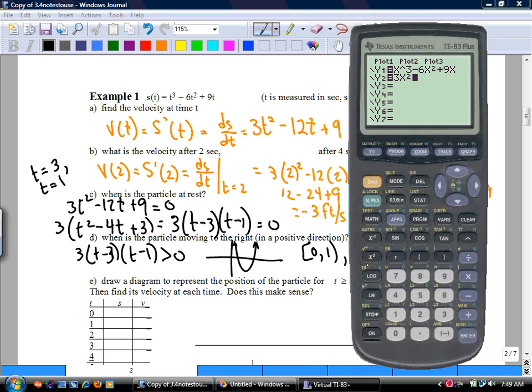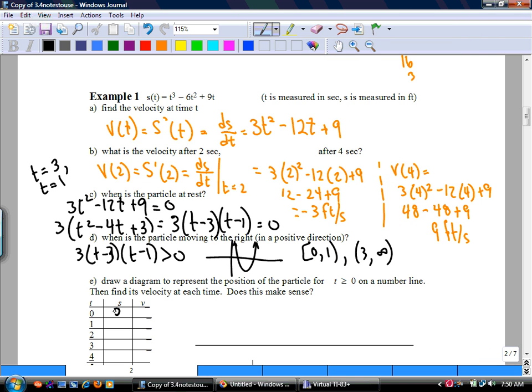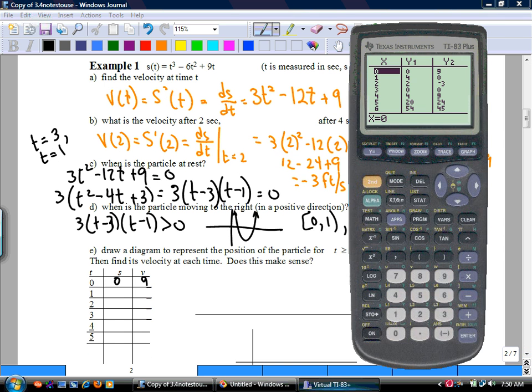3x squared minus 12x plus 9. Okay, so we throw in y1 and y2, our two formulas. We want our table starting at 0 and going up by 1. Now we just have to write these numbers down. So 0, 9. What's the next one? 4, 0.